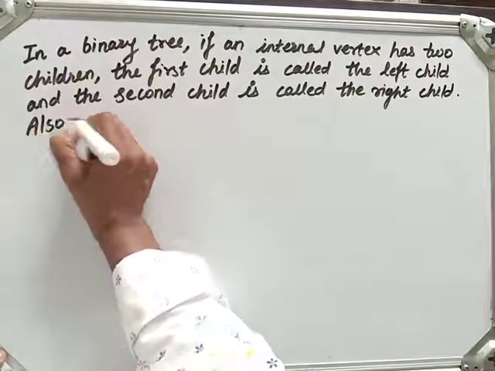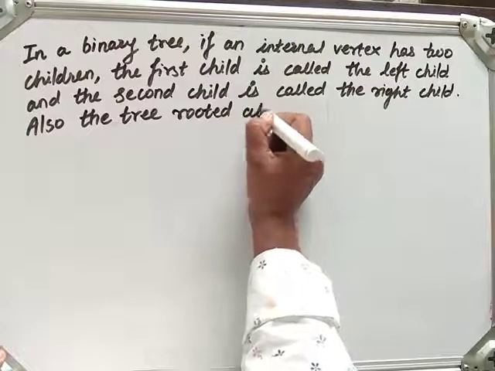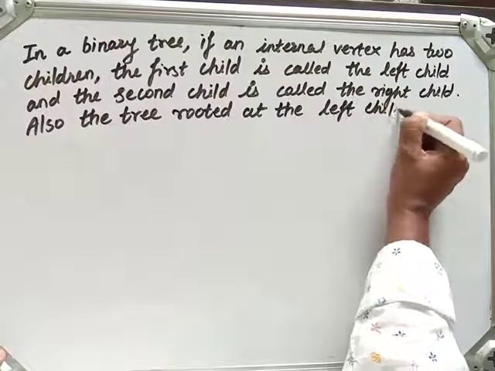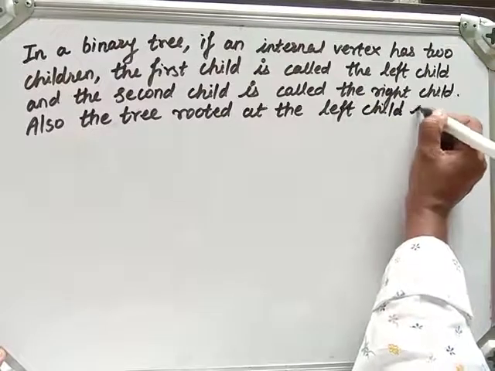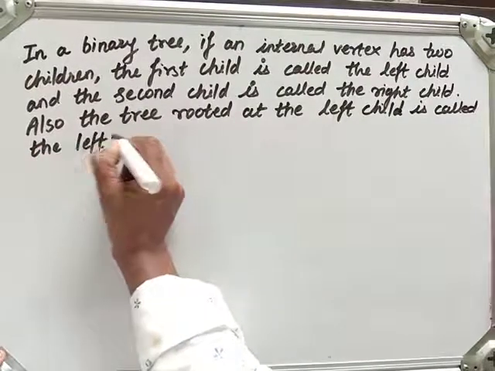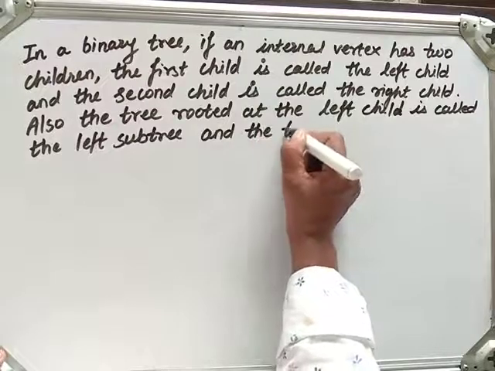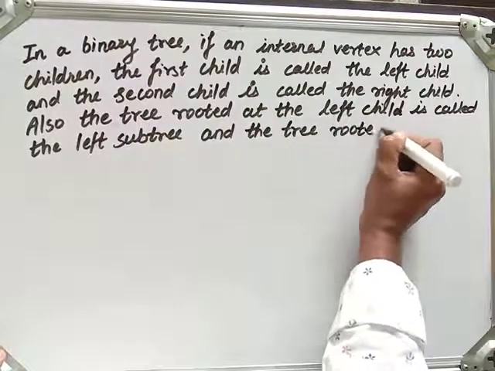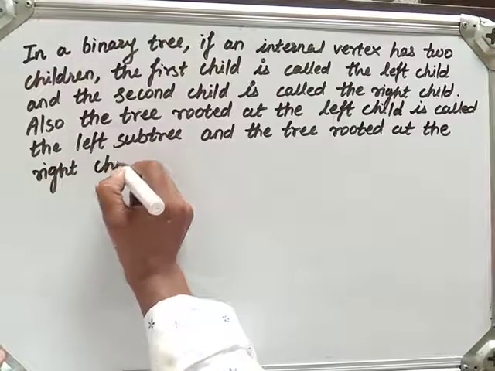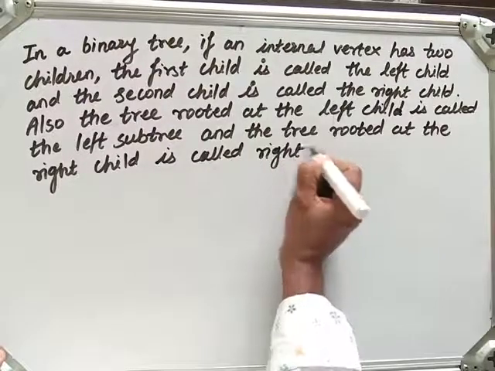Also, the tree rooted at the left child is called the left subtree, and the tree rooted at the right child is called the right subtree.